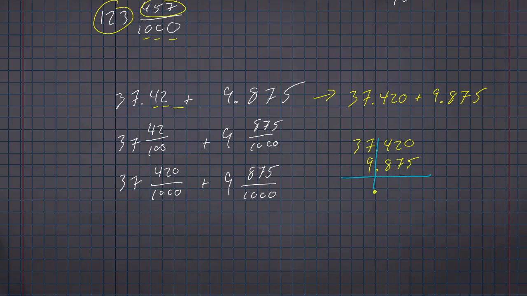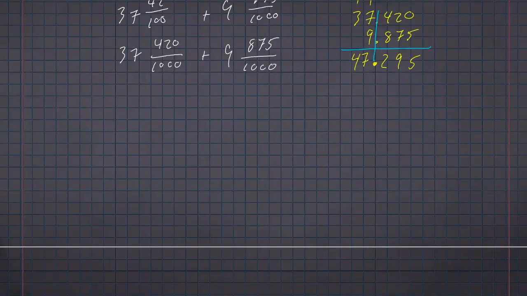When we add these numbers together, the decimal point is going to just fall right down, and we add column by column. 0 plus 5 is 5, 2 plus 7 is 9, 4 plus 8 is 12, we write the 2 and carry the 1, 1 plus 7 is 8, 8 plus 9 is 17, we write the 7 and carry the 1, 1 plus 3 is 4. 47.295, 47 and 295 thousandths.